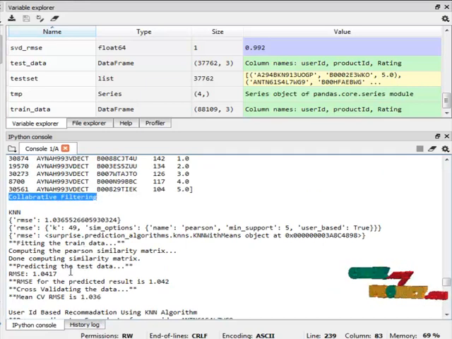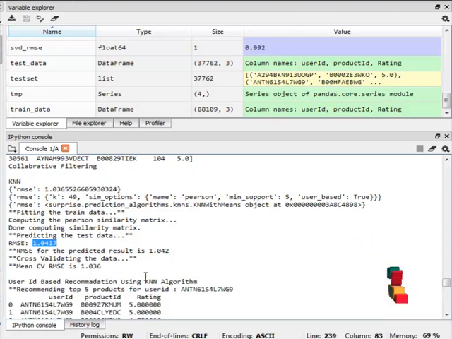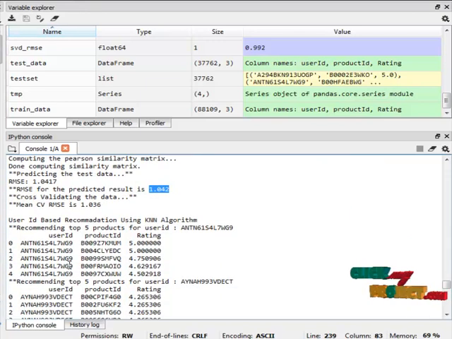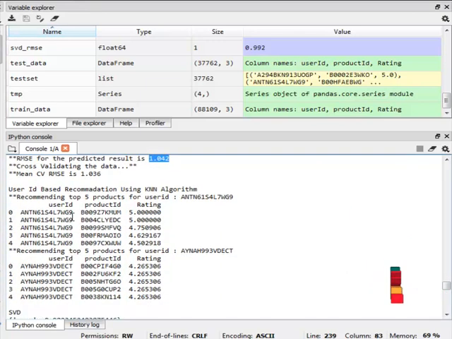And the KNN algorithm root mean square error is 1.0417 and the predicted root mean square error is also 1.042 and the cross validation root mean square error is 1.036. And this is the user based recommendation of the KNN algorithm, like the top 5 products based on the user recommendation of first user and second user.